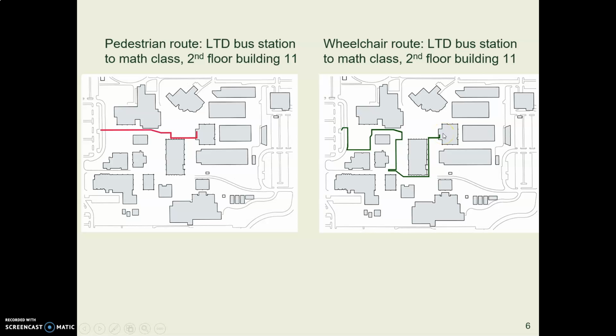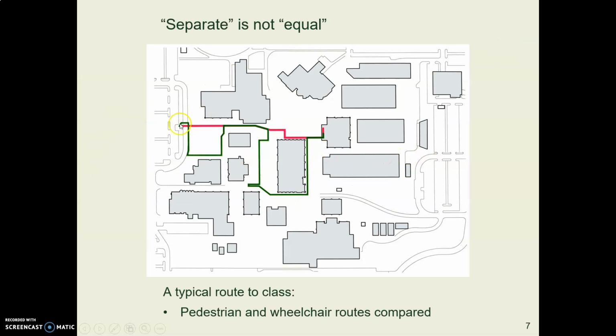There. So if you compare the two routes, the first route I drew is the person who is walking. The green route I drew is the person using a wheelchair. And look how much longer it is. And that's if you know where the route is, and this is another problem. These accessible routes, such as they are, are not always easy to find. So this is an illustration of the idea from civil rights that separate is not equal. That is a philosophy in civil rights, and it's a philosophy in the disability community.